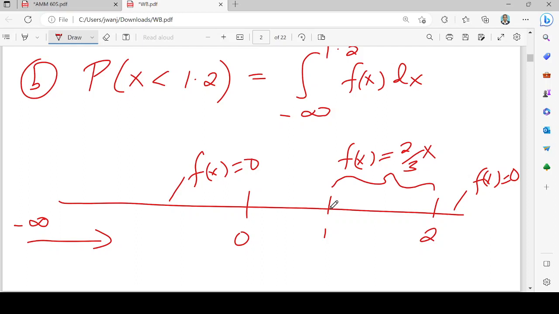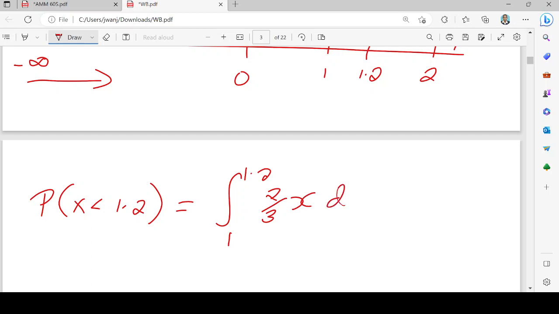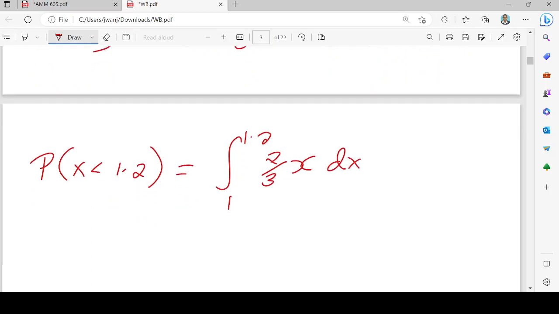And then we want to move now from 1 to some point 1.2. So in this interval between 1 and 1.2, the function is 2 over 3 x, but it is 0 at all the other sections here. So when working out this integral, we need only to consider the section between 1 and 1.2 where the function is non-zero. So we write the probability that X is less than 1.2 will be given by the integral from 1 to 1.2 of 2 over 3 x, integrated with respect to x.